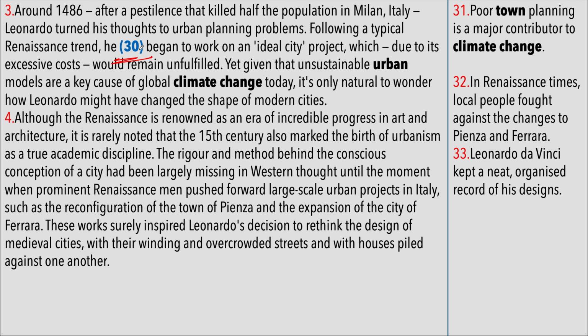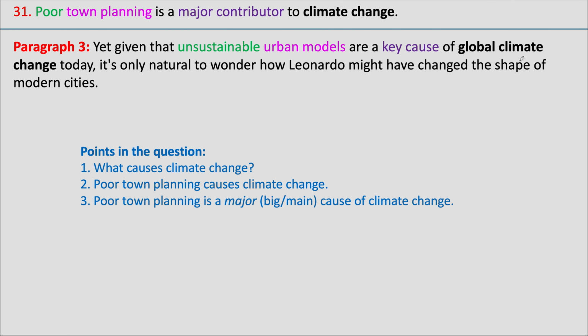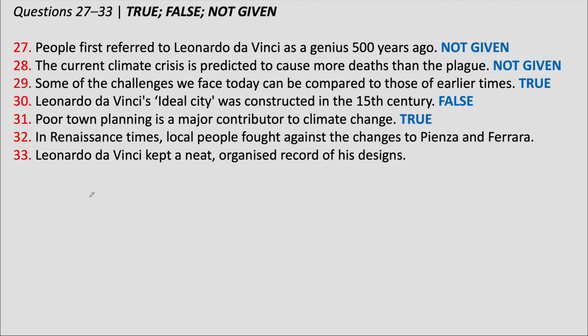This is where we found the answer to the previous question. Urban means cities and towns, which is mentioned later in the same paragraph, and climate change is also mentioned. This says because unsustainable or bad urban or town models or planning are a key cause or a major contributor of global climate change. So we get the answer from the first half of the sentence. All the points in the question are correct according to the passage. So the answer to question 31 is true.